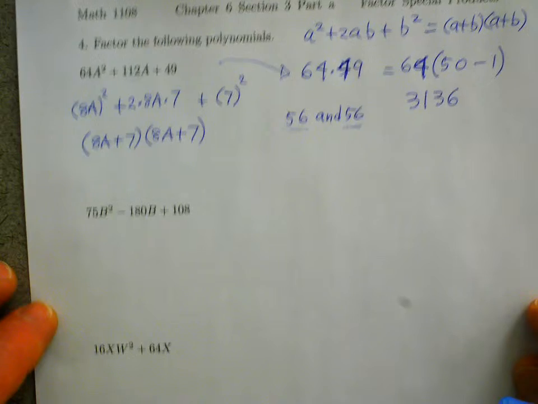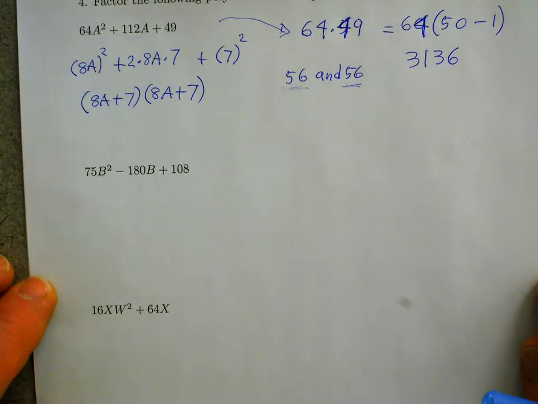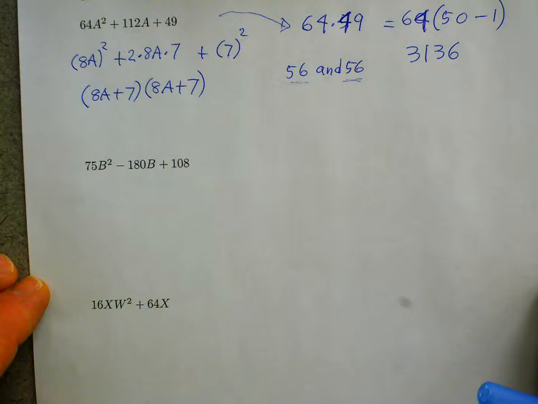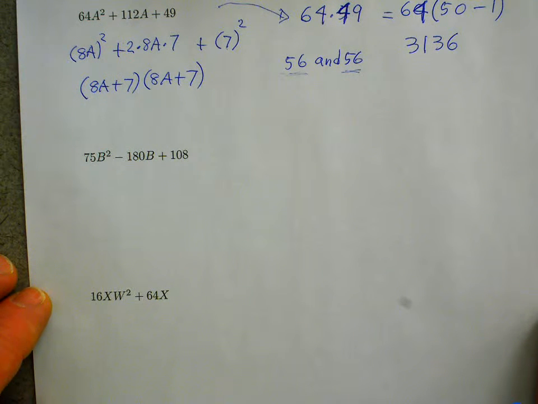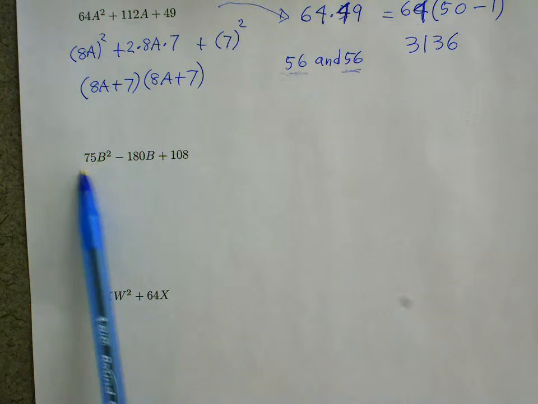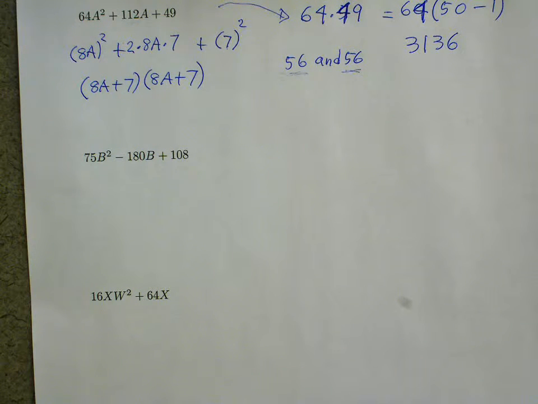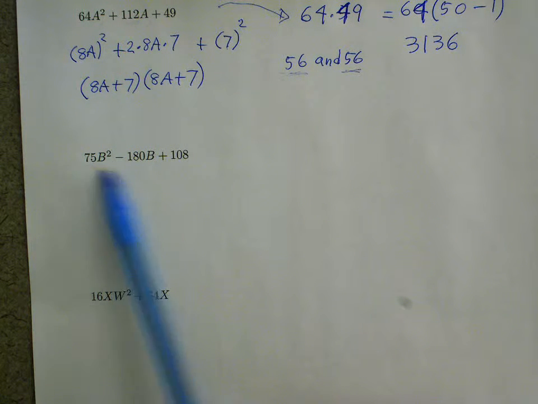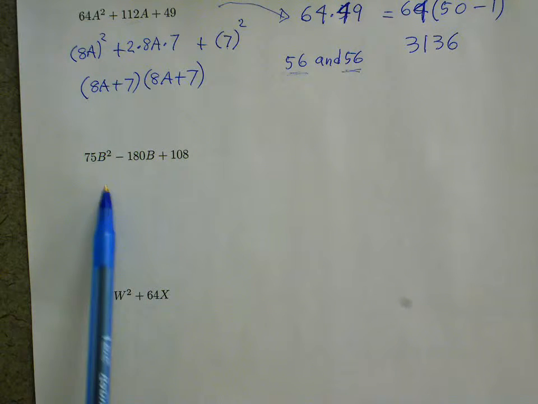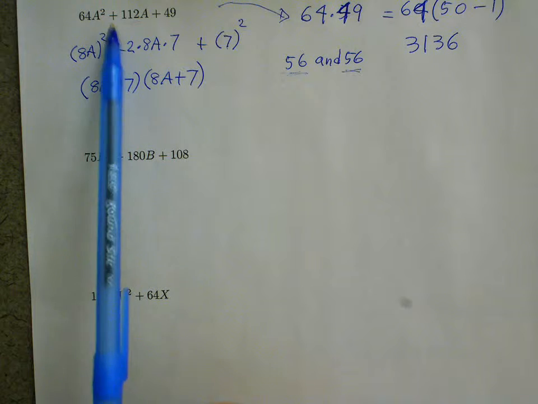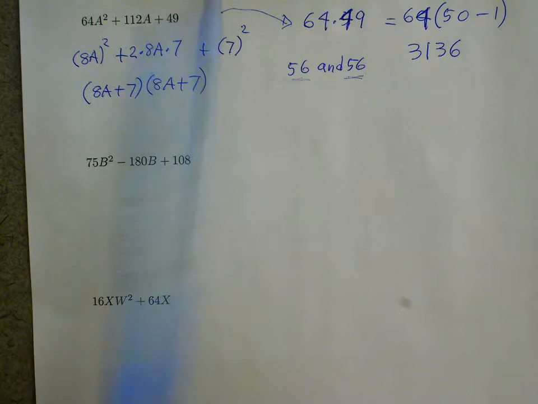Okay, the next example, 75b to the second minus 180b plus 108. Well, 75 is not a perfect square. So by itself, this is not a perfect square trinomial. But remember the first step in factoring? Factor out the greatest common factor. In the previous example, the greatest common factor was 1, so we didn't have to factor anything out, since factoring 1 out doesn't change anything.